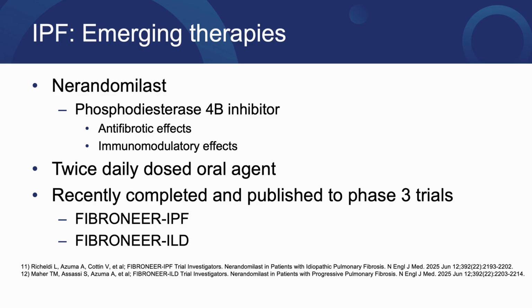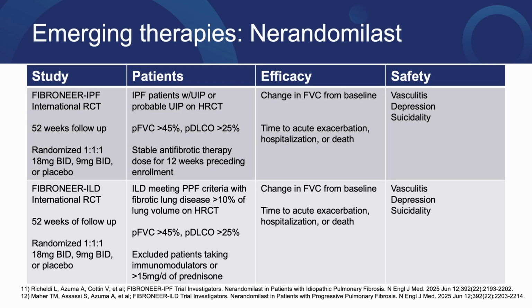So they looked at patients that for 52 weeks were randomized to either 18 milligrams twice a day, 9 milligrams twice a day, or placebo, plus whatever background therapy they were on. And then they took patients with DLCOs 25% or greater and a forced vital capacity of greater than 45%. They had to have stable antifibrotic therapy at least 12 weeks before coming in.